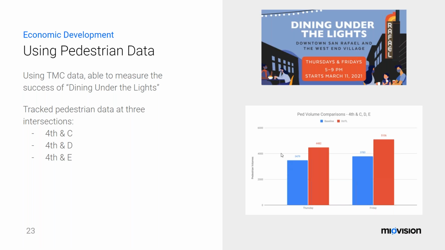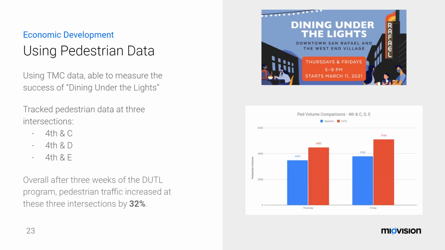And then compared to the first month of the program. That's the red, dining under the lights, DUTL, and we found that after the first 3 weeks of the program, pedestrian traffic had actually increased at these 3 intersections by 32%. So it's just a different way of using our turning movement count data to reinforce whether these sorts of programs were a success. You can reinforce that to the public or to council or to whoever you need, but it's definitely a handy tool for this and definitely a successful program here.